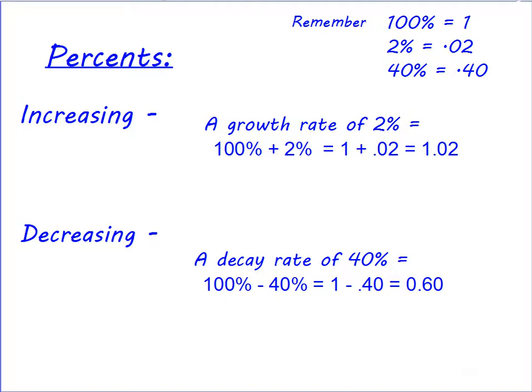Okay, I know that that's long. Just a quick review of percents of increase or decrease. Remember to write your percents as decimals, and if you have a growth rate, add it to 100%. If you're decreasing or you have a decay rate, subtract it from 100%, and what's left over will be the rate to put in your exponential equation.